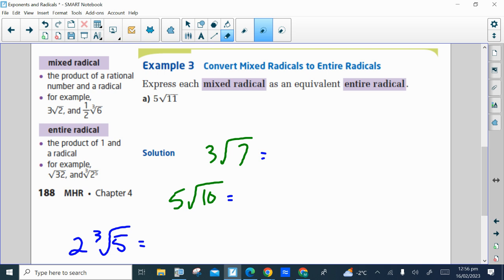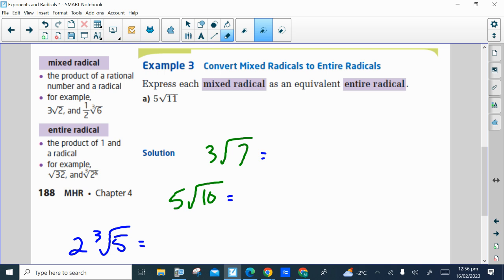An entire radical is where there is no number in front. It's just a number under the radical, like the root of 32 or the cube root of 2 to the 5th. There is no number or coefficient in front. So you see the difference. A mixed radical is a mixture of rational and irrational, or in other words, there's a number in front of the radical. It's a coefficient, whereas entire radicals don't have any number in front. There's no coefficient. And so we're going to learn how you can convert between the two.